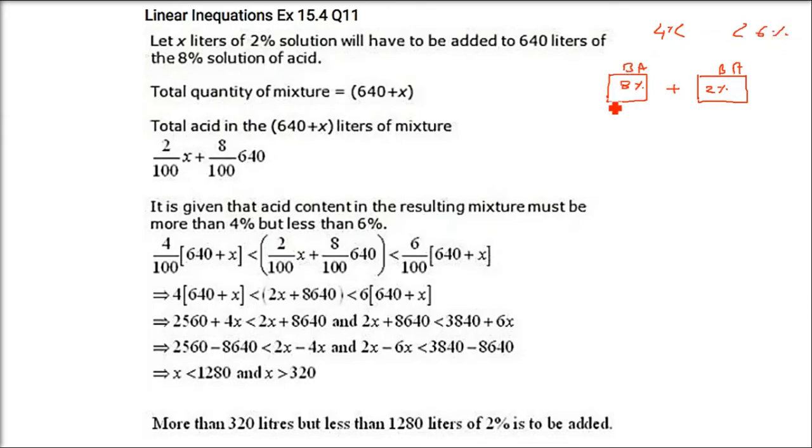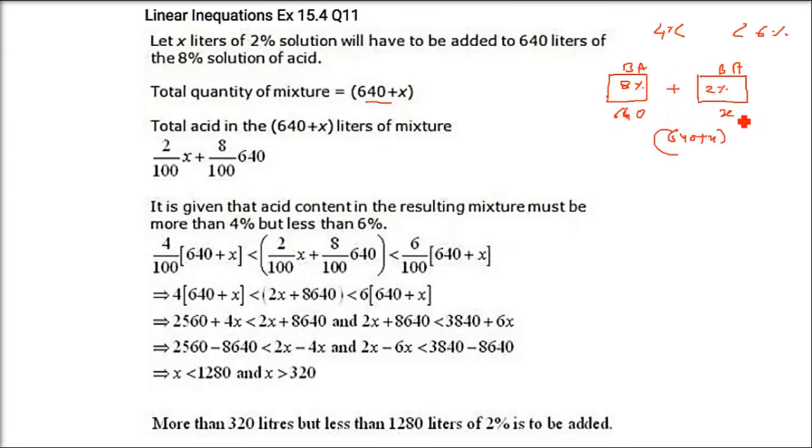If there are 640 liters of the 8% solution, so the first solution is 640 and the second one we don't know. So how many liters of 2% solution? We assume it to be x. So when we combine them, what is the resultant amount? 640 plus x. This is the resultant one.